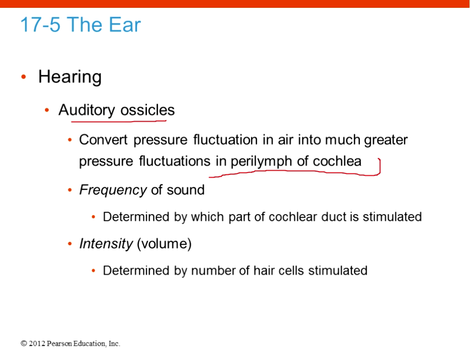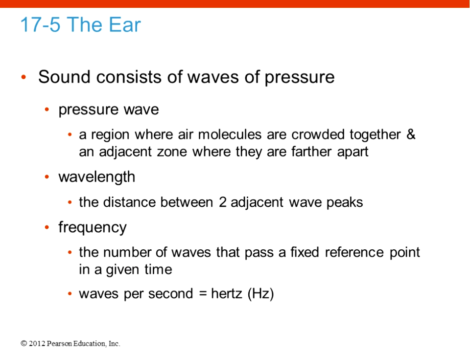So hearing basically works as the auditory ossicles vibrate and change, putting a pressure wave into the perilymph of the cochlea. Frequency of sound is determined by which part of the cochlear duct is stimulated, and intensity determines how many of the hair cells are stimulated. To understand the physiology of hearing, we need to understand a little bit about sound. Without getting into too much detail, sound consists of waves of pressure. A pressure wave is an area where you have air molecules close together, and right next to it an area where they are further apart. Those are wavelengths, the distance between each of these waves, and the frequency is how often they pass a fixed reference point in a given time.